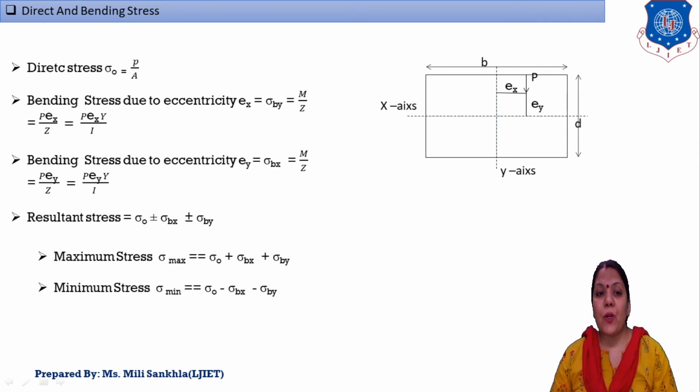Resultant stress is equal to sigma 0 plus or minus sigma Bx plus or minus sigma By. Now when we find the maximum stress, our notation is sigma max. Sigma max is the summation of direct stress plus bending stress about the x-axis plus bending stress about the y-axis. And when we find the minimum stress, sigma min is equal to direct stress minus bending stress about the x-axis minus bending stress about the y-axis. This is the simple equation for calculation in examples. We compulsorily have to learn it.